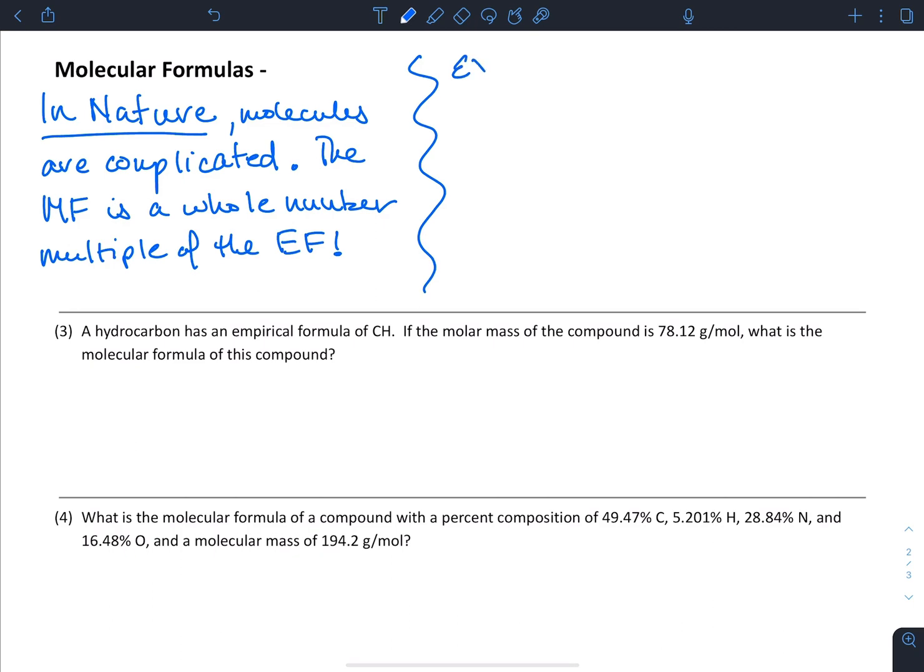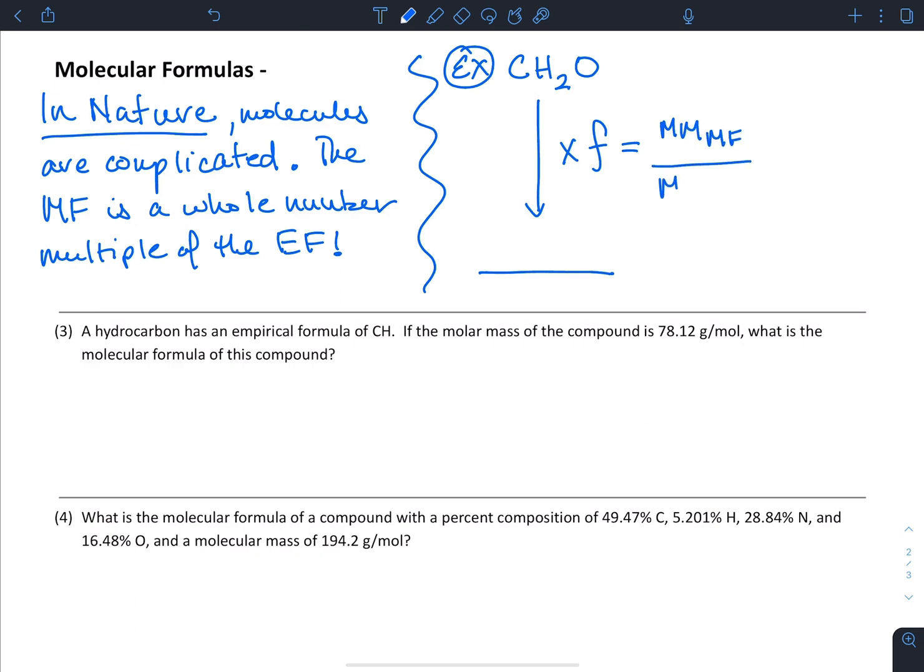So for example, we looked at glucose last time and we saw its empirical formula is CH2O. If we were to multiply that empirical formula by some whole number factor, which I represent with the letter F, then that's going to give us a whole number multiple of that empirical formula, which would be our molecular formula. To calculate this factor, we need the molar mass of that molecular formula, and we need to divide it by the molar mass of the empirical formula.